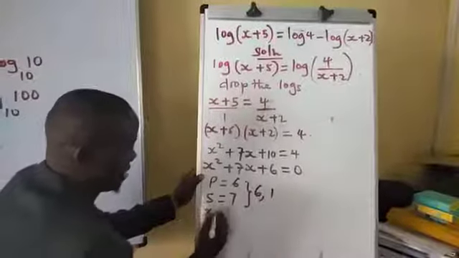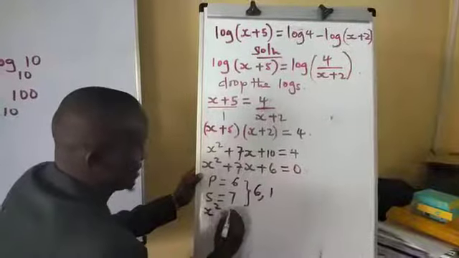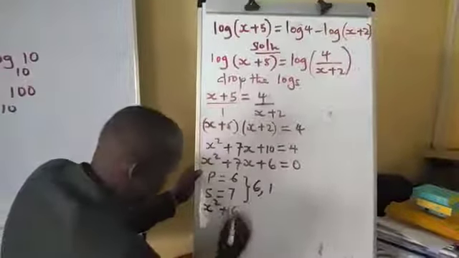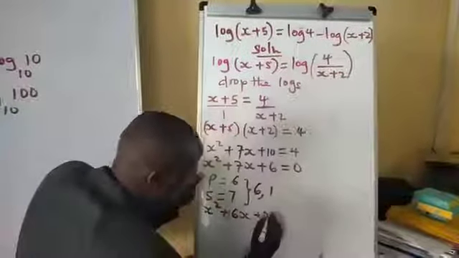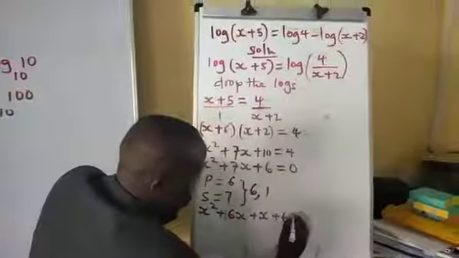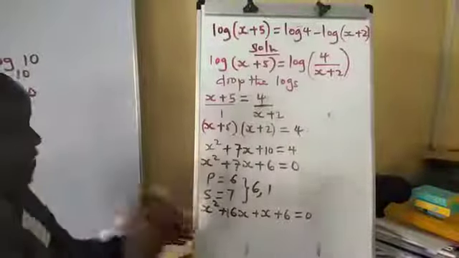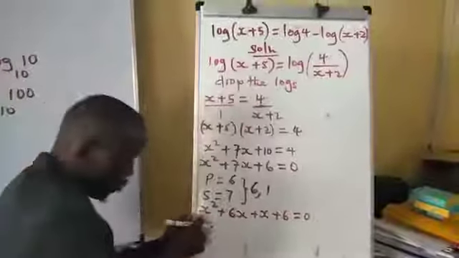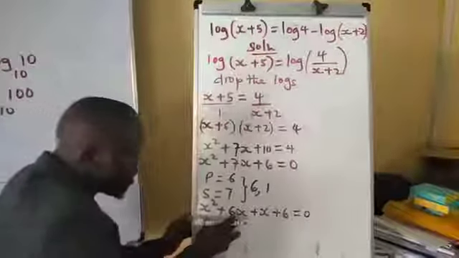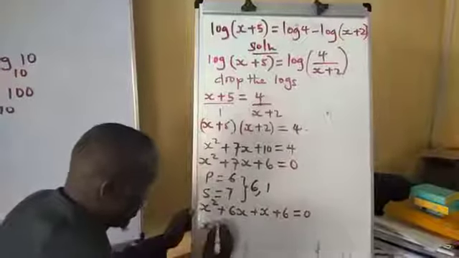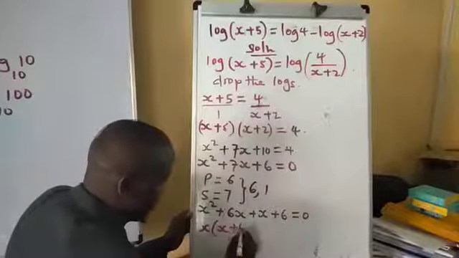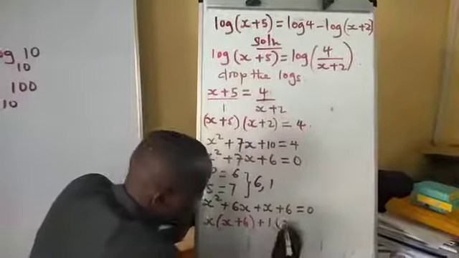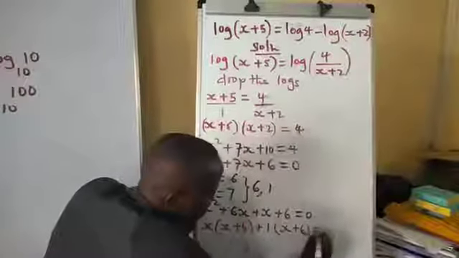And this will be x squared plus 7x. Instead of 7x now, we will use 6x and 1x plus 6, which is equal to 0. Therefore, at that level now we factorize. We group into 2. x squared plus 6x: the common factor here is only x, and you remain with x plus 6. Then the common factor here is only 1, so 1x plus 6 is equal to 0.